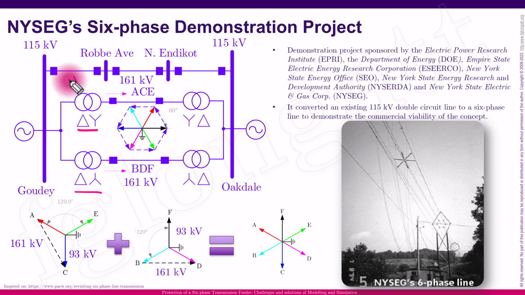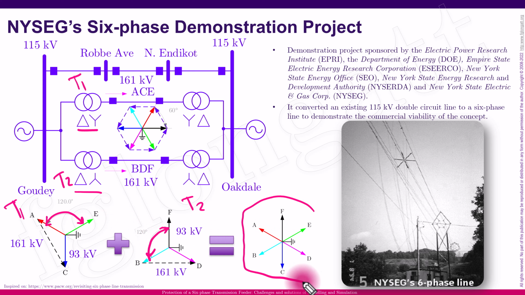As you can see here, we have the transformer T1, and here we have the transformer T2. The transformer T1 is creating this three-phase system. You can see here the phase angle of 120 degrees between them. But if you look over here, there is another three-phase system rotated 60 degrees, coming from the transformer T2. Again, we have 120 degrees here, but when we combine the two three-phase systems, voila, we have the six-phase system.